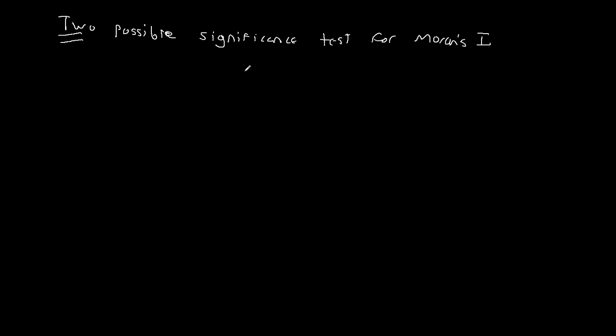And in this lecture video, I want to talk about the two possible significance tests for Moran's I. Right. The two possible significance tests for Moran's I. So just to recap from our previous video, we went through the equation for Moran's I and what it meant. And in this video, I want to talk about how we can determine if it's statistically significant.